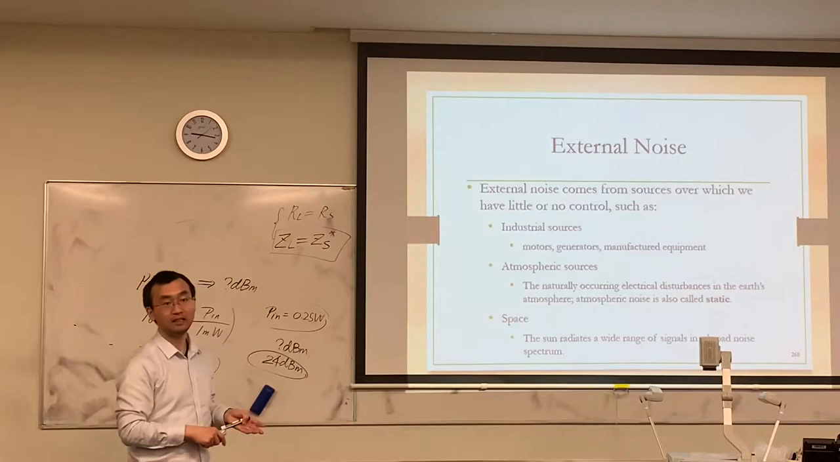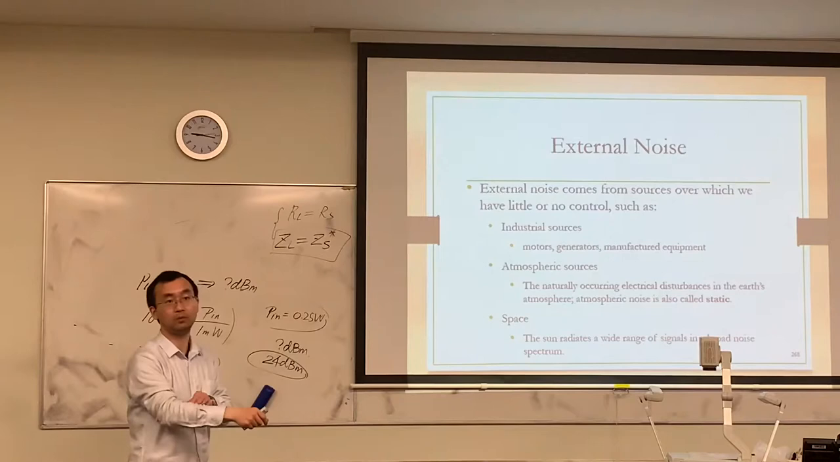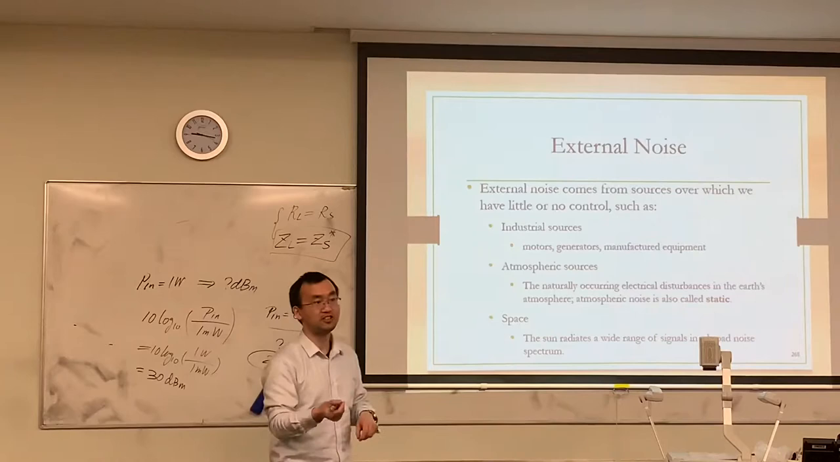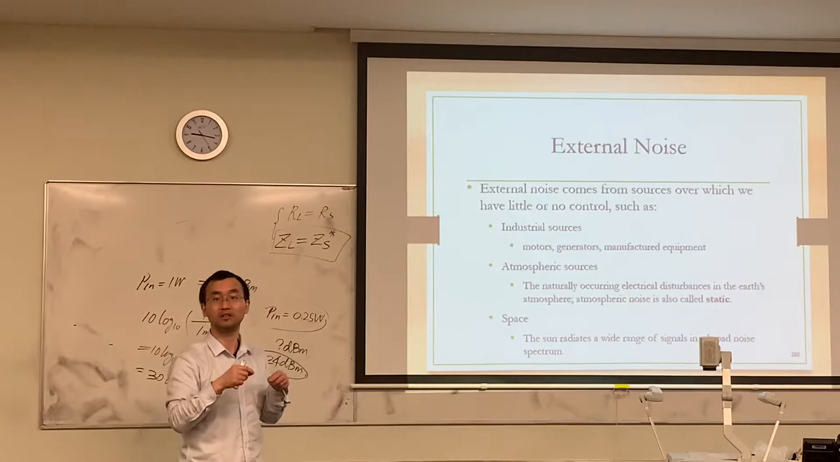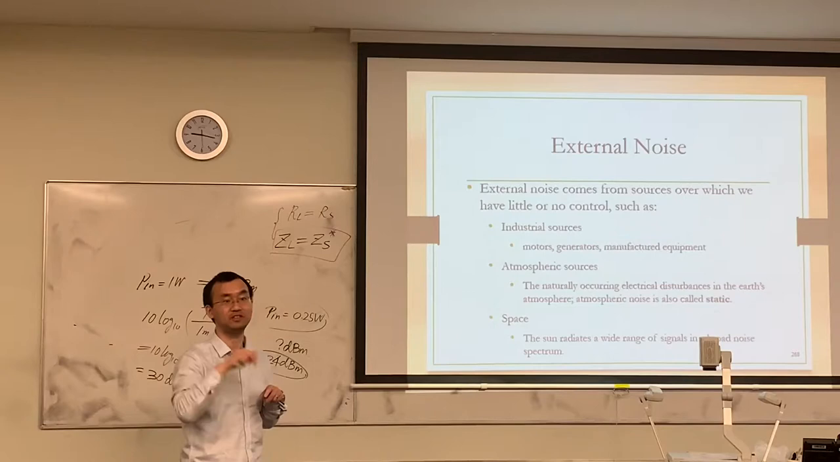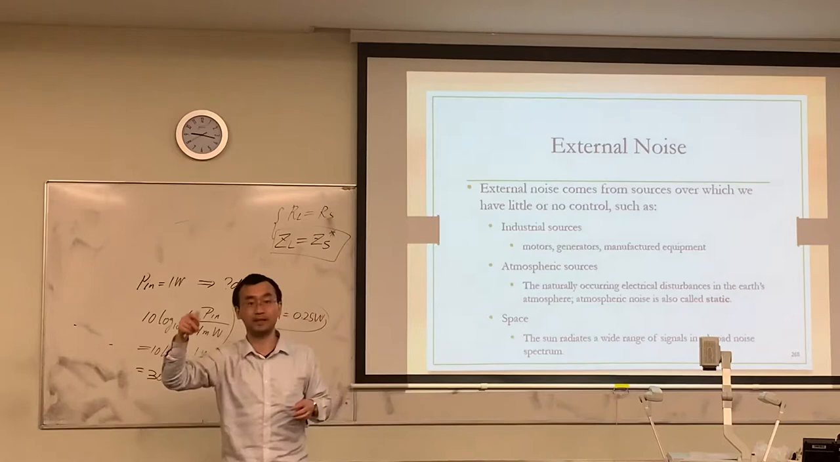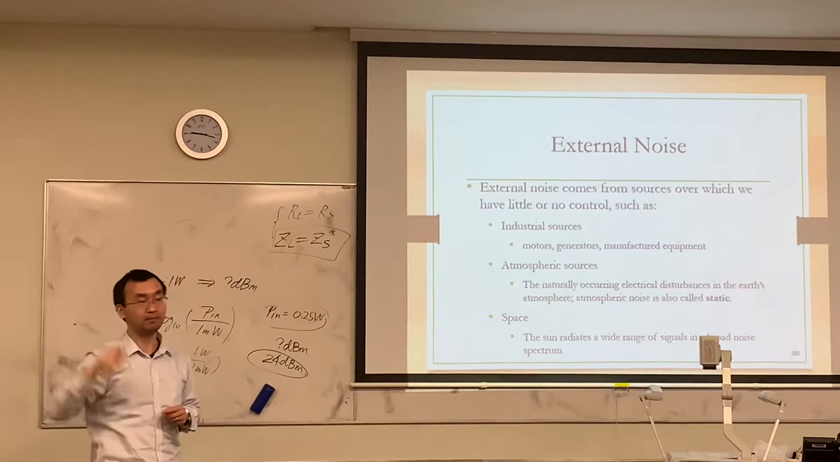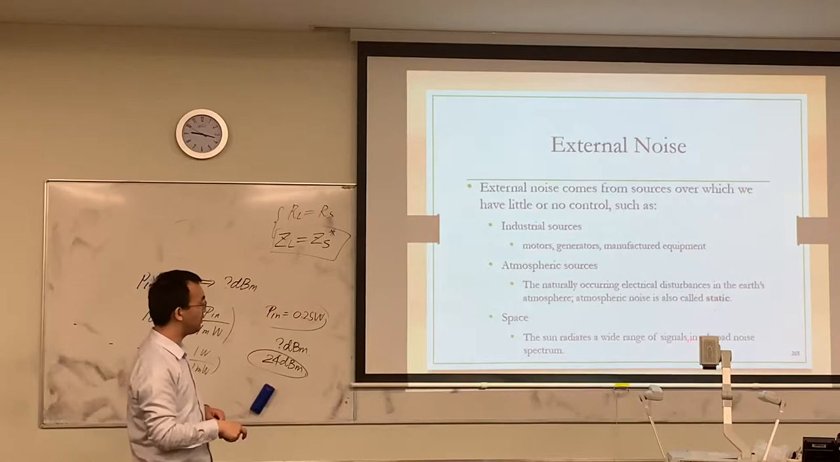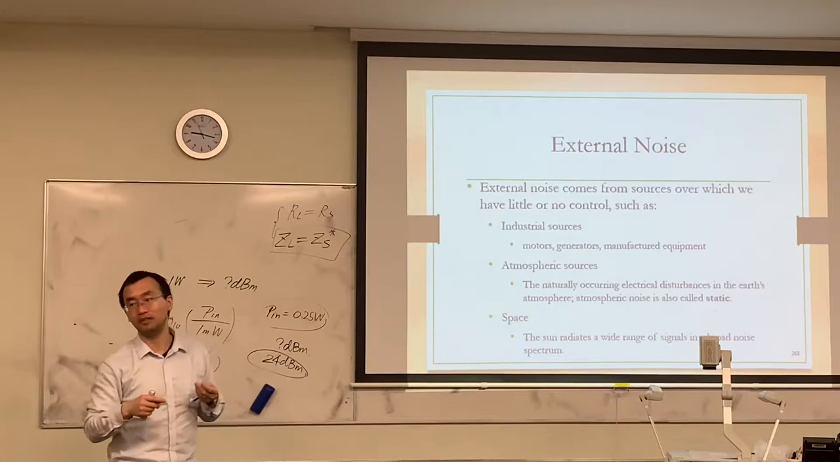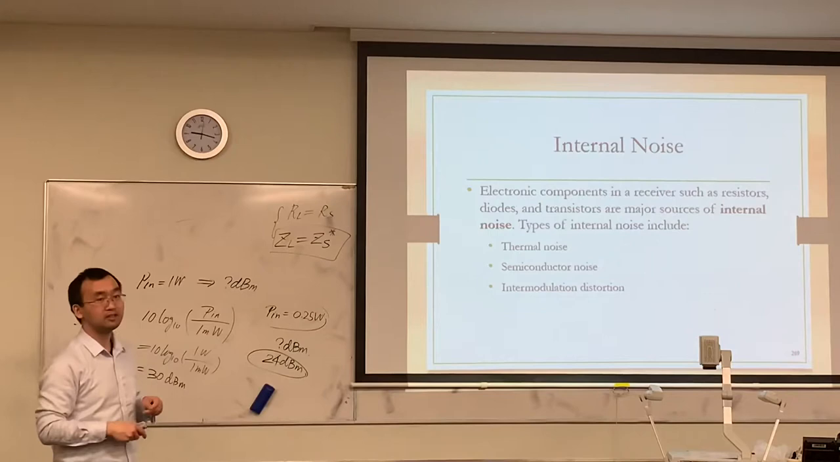For example, you're wearing clothes made out of wool or other types, like polyester, those kinds of material. Every night you go to bed, you take off the clothes, you may notice the electrostatic sparks. Especially if you turn off your light, you can see the sparks. So that one is one type of noise of the atmosphere. Another one is from space. For example, the radiation from the sun or from other planets. So we got a wide range of noise, like alpha, gamma, beta radiation. So the internal noise we are talking about is happening inside the circuit.